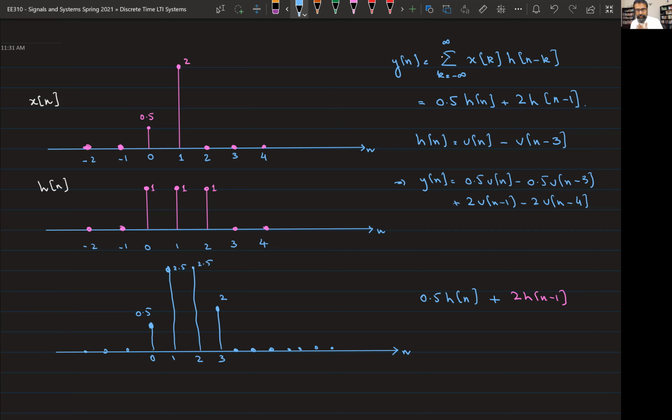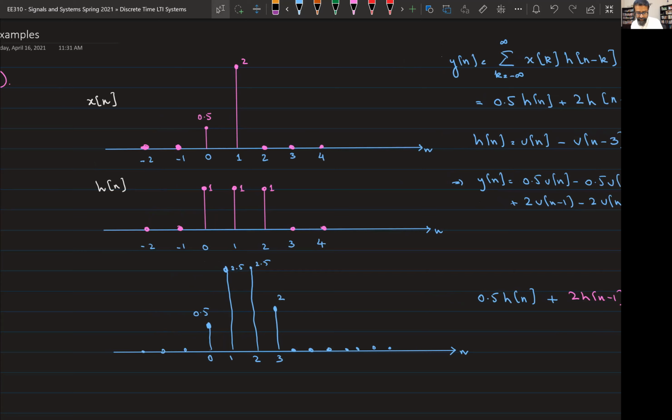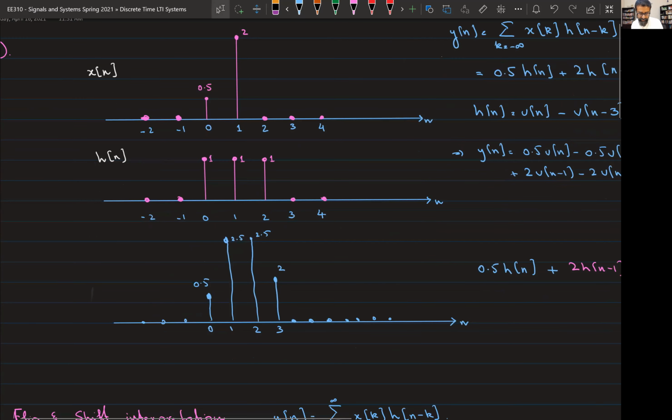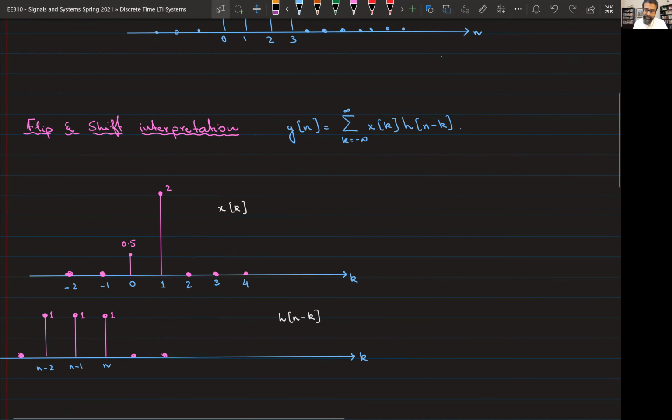But what I want to do more importantly is something called the flip and shift interpretation, just like we did in continuous time. So what would the flip and shift interpretation mean here? If I try to perceive it, what I do is visualize x of k as a function of k and h of n minus k as a function of k. And this x of k is what you see here. If the x-axis is k, x of k is the original signal that you had.